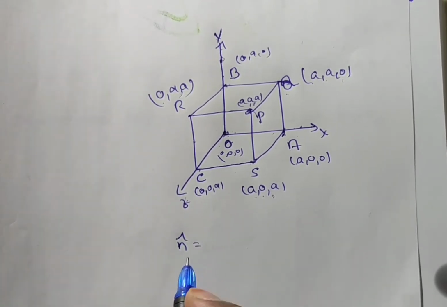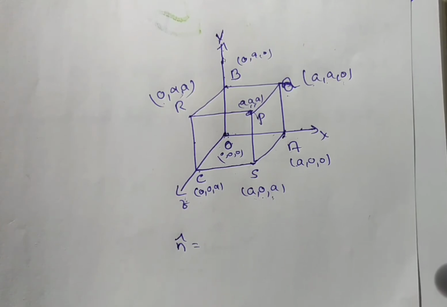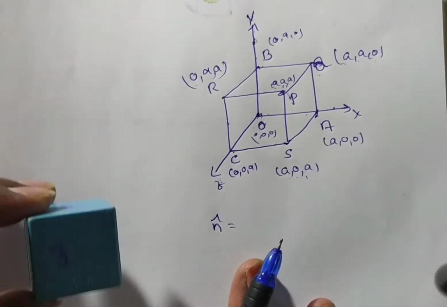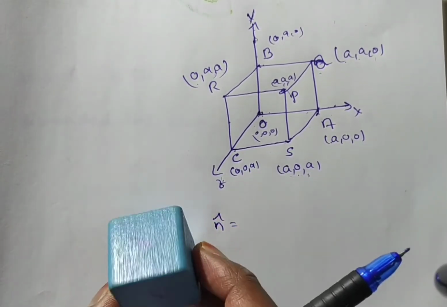Unit normal vector means how many surfaces are there for the cube. Friends, how many surfaces are there for the cube? Here actually we have 6 surfaces for the cube. Suppose you consider this is a cube, you see, a cube like this only.